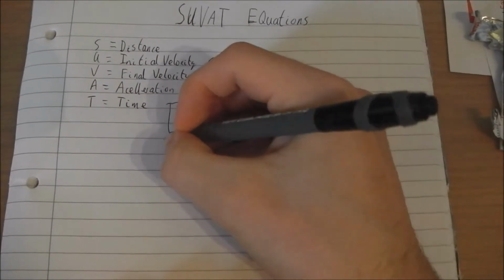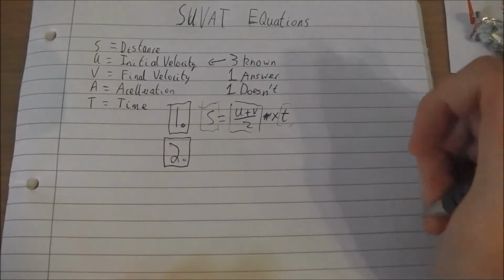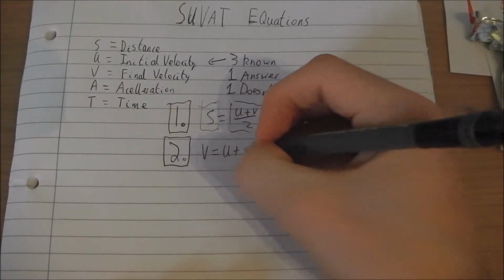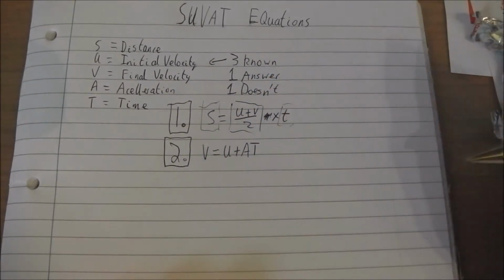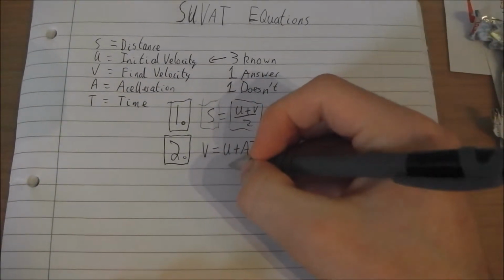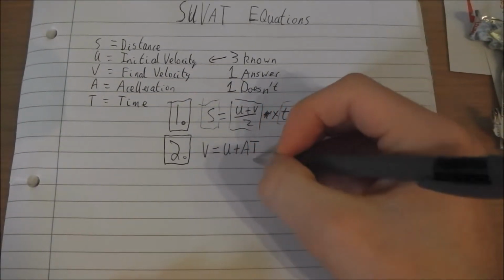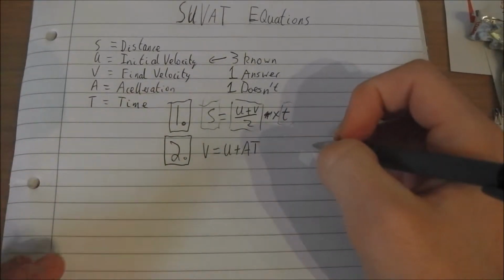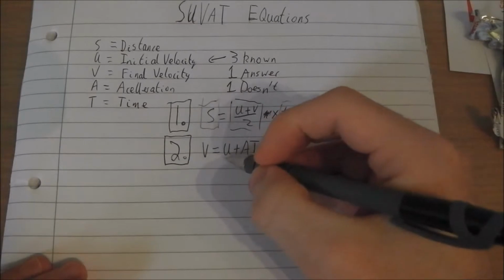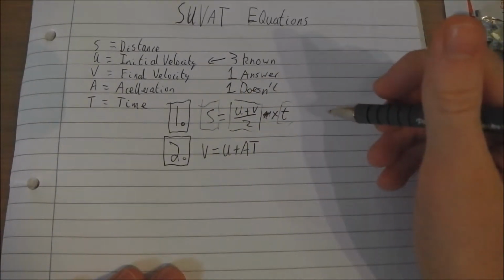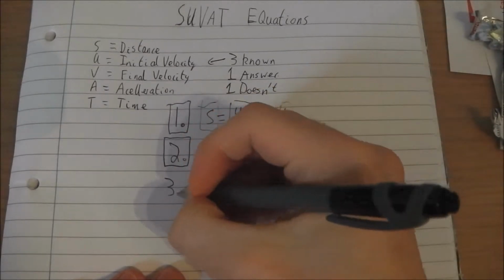Equation 2 is going to be V equals U plus AT. In this equation, the acceleration times by the time gives you the change in velocity. So the initial velocity plus the change in velocity gives you the final velocity, which is the explanation for that equation.